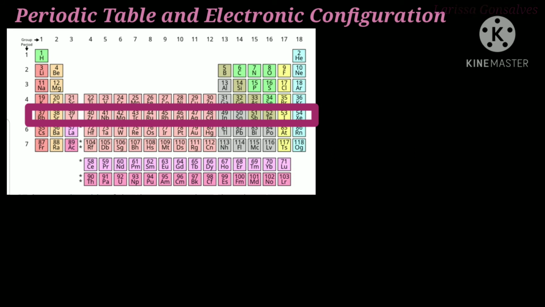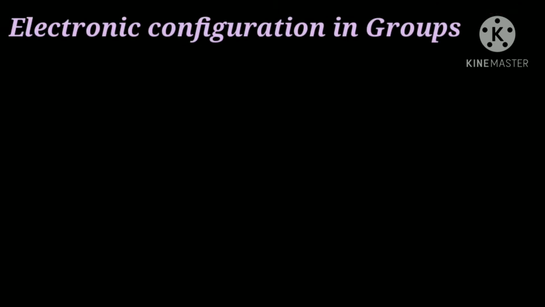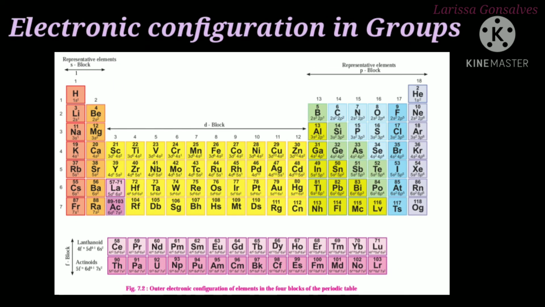So in short, we can say that a period begins by filling of one electron to the s subshell and ends with an element having a complete octet. Okay. The next topic is the electronic configuration in groups. As we move down the group, a new shell is added. So the general outer electronic configuration is therefore expected to be the same down any particular group.